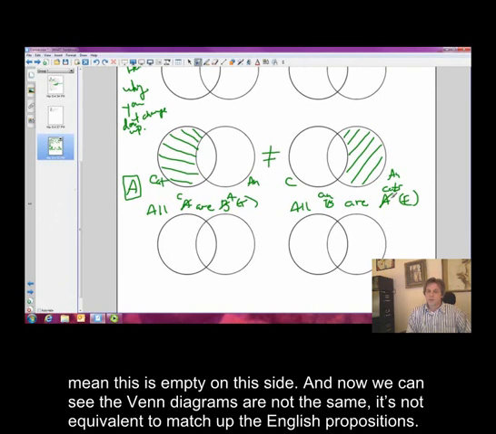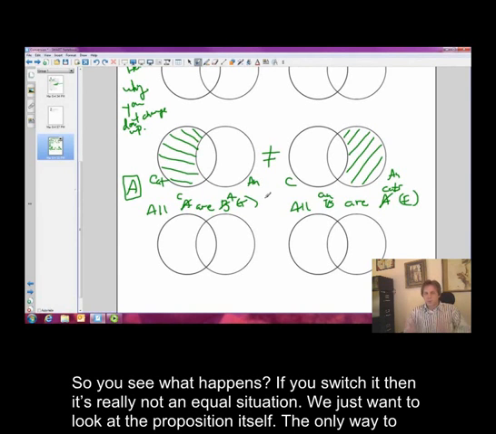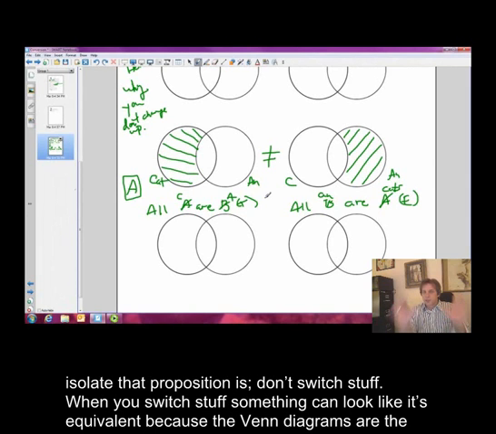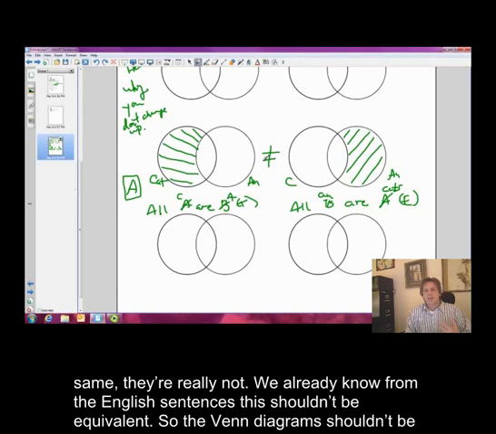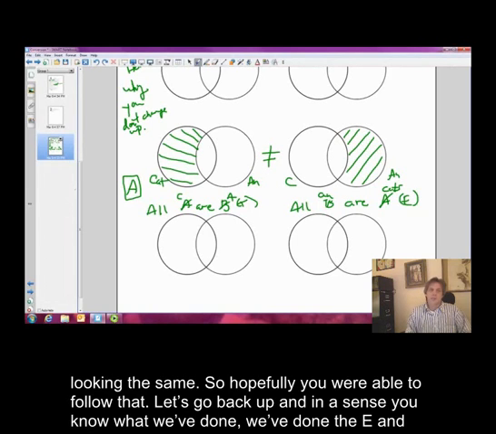It's not equivalent to match up the English propositions. So you see what happens? If you switch it, then it's really not an equal situation. We just want to look at the proposition itself. The only way to isolate that proposition is don't switch stuff. When you switch stuff, something can look like it's equivalent because the Venn diagrams are the same. They're really not, because we already know from the English sentences this shouldn't be equivalent. So the Venn diagram shouldn't be looking the same. Okay, so hopefully you were able to follow that.